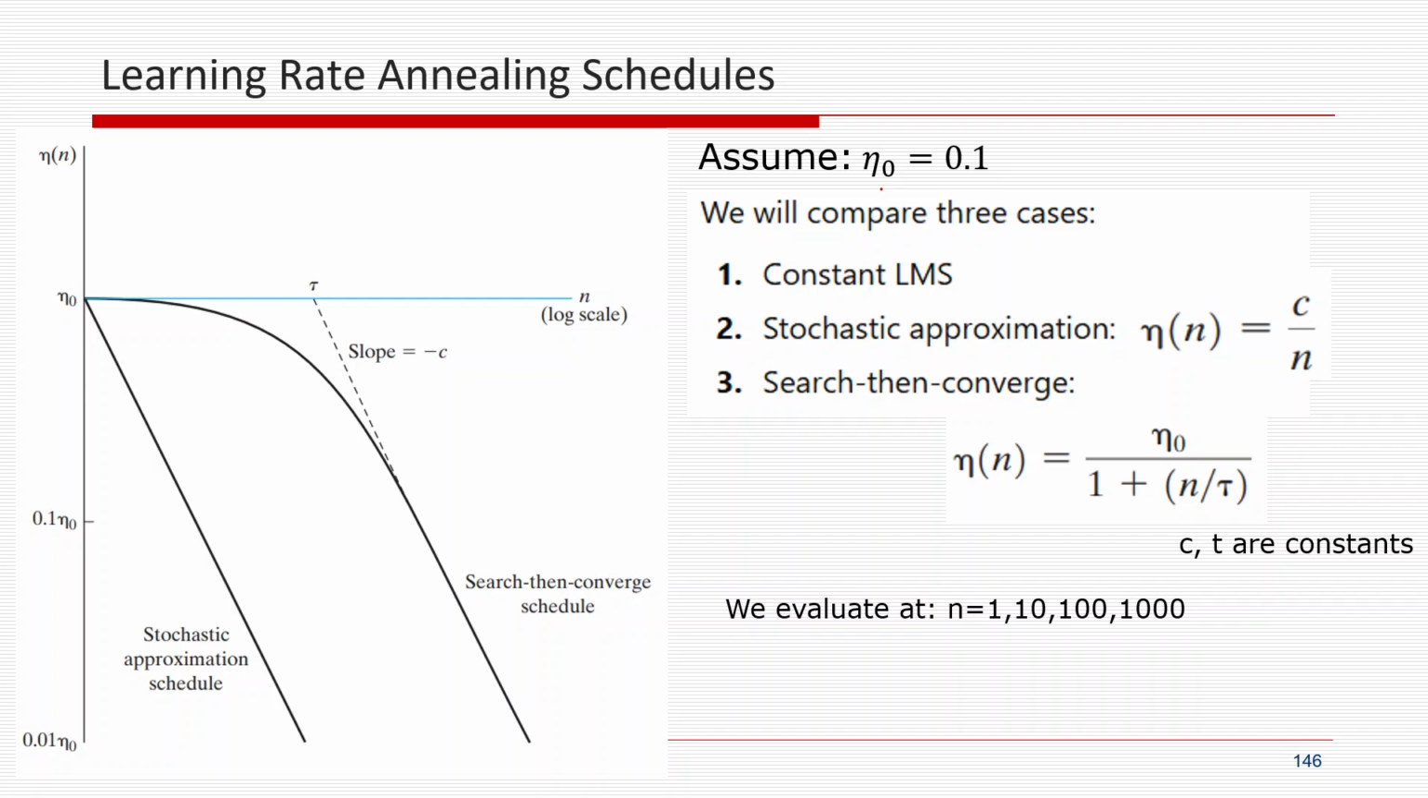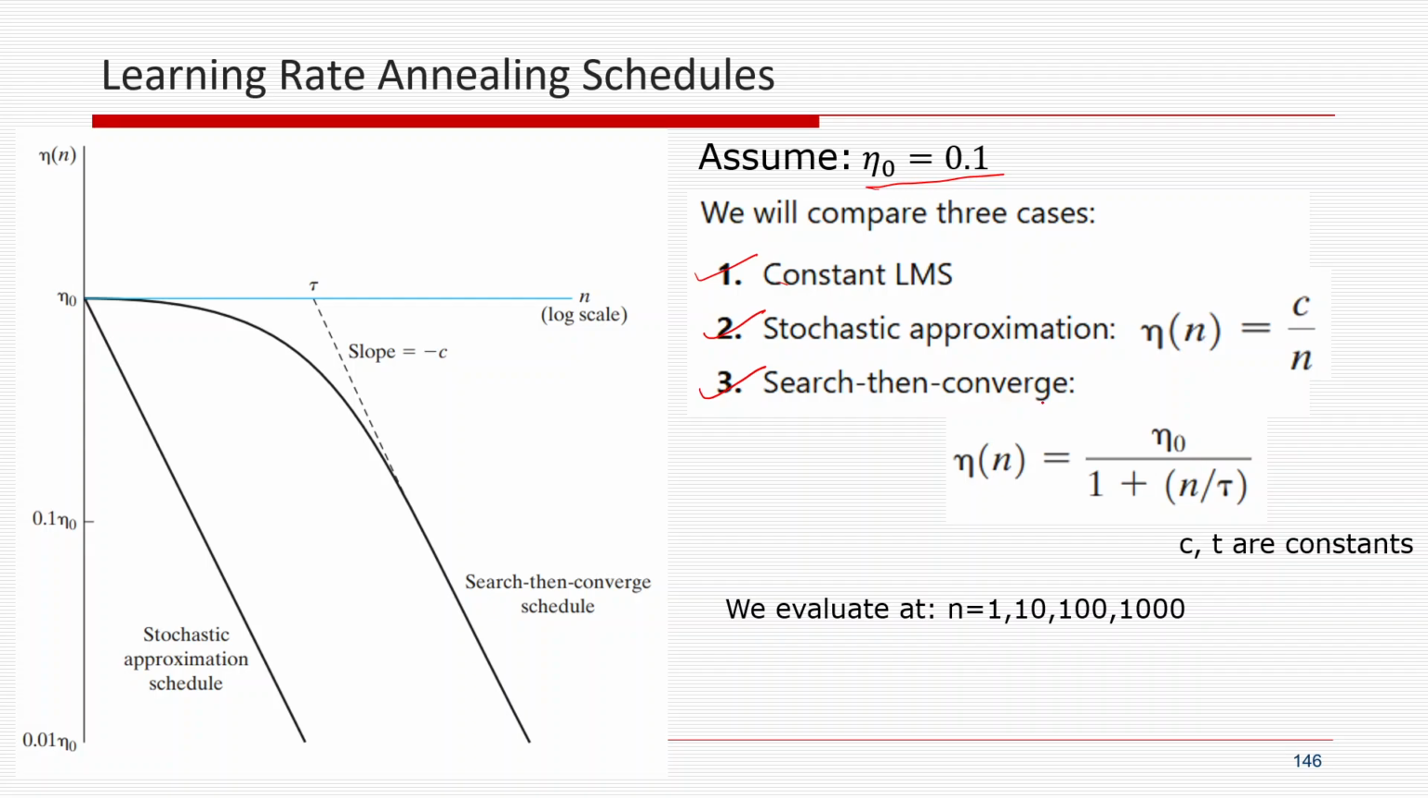We'll assume the learning rate as 0.1. We will compare three cases. One is the constant LMS, or the constant learning rate, the other is stochastic approximation of the learning rate, and the other is search then converge. That is, what is the effect of this learning rate under these three cases? Constant learning rate; stochastic approximation, where the learning rate is equal to c by n, c is a constant, n is the iteration number.